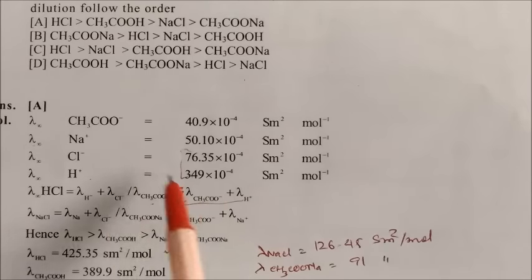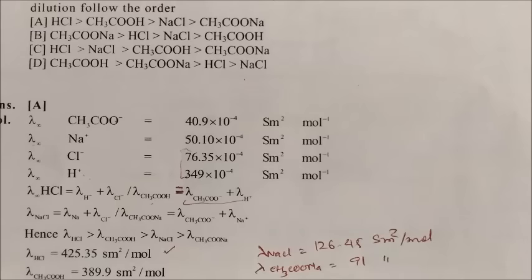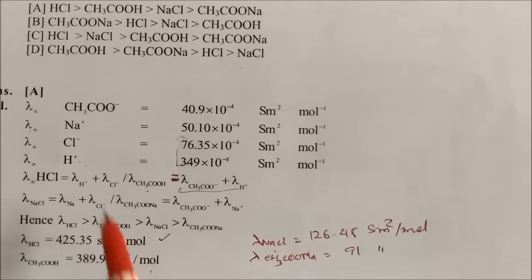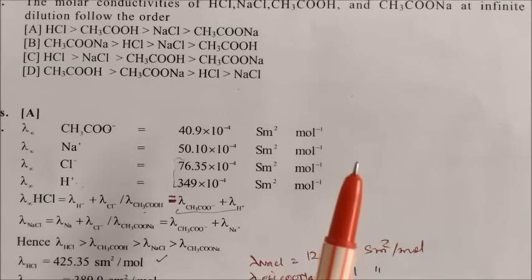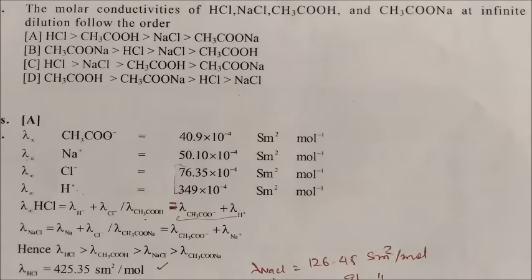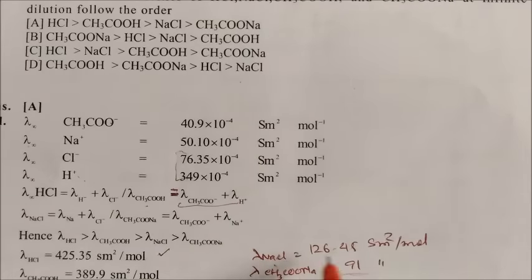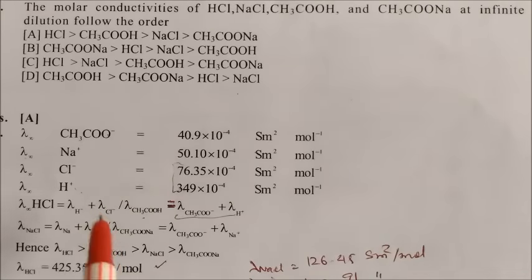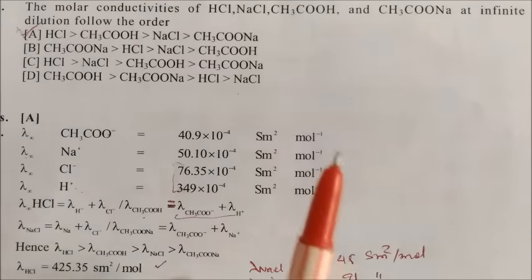Similarly for acetic acid, you take the acetate value and the H plus value, add both, and you will get 389.7 centimeter square per mole. Similarly for NaCl, add the Na and Cl values, and for sodium acetate you will get this value. On comparing the four values, the highest is HCl, followed by acetic acid, then NaCl and sodium acetate. So the answer will be A. Molar conductivity at infinite dilution will be in this order.